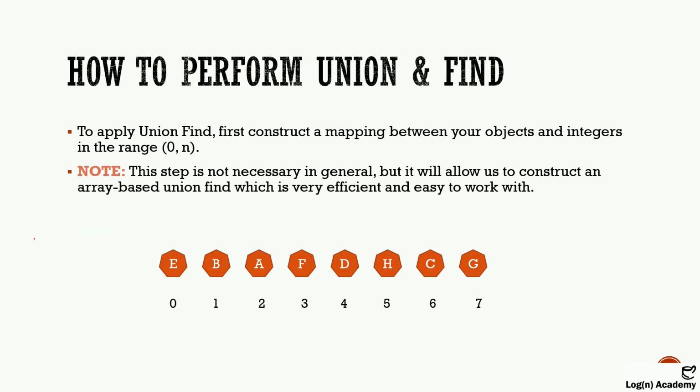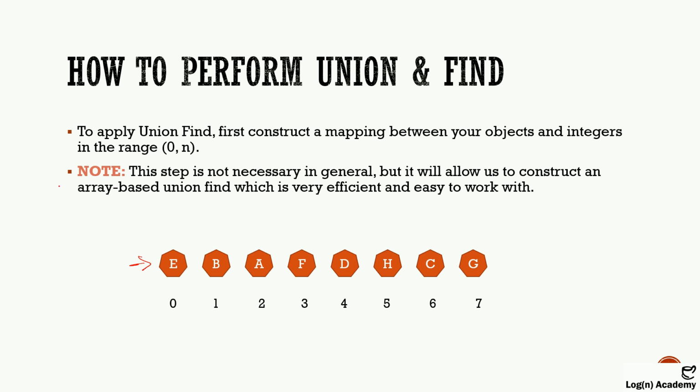Now, how to perform union and find? To apply union and find, first construct a mapping between your objects and integers. I have some elements with me, and these elements are marked with some numbers. You can call them different objects or different elements, whatever you want. These are some random alphabets, and I have represented each alphabet with a number. As you can see, the arrangement of these numbers is equivalent to the arrangement of indexes. And I did this with intention. Why I did this, I'll explain in the next slide.